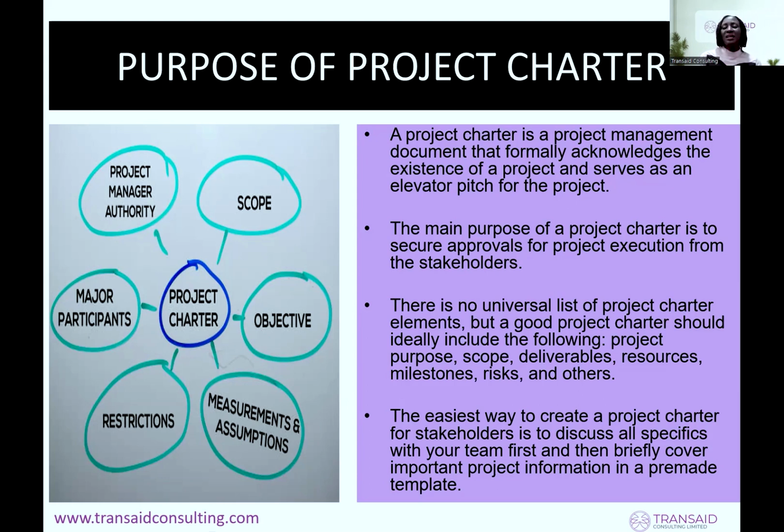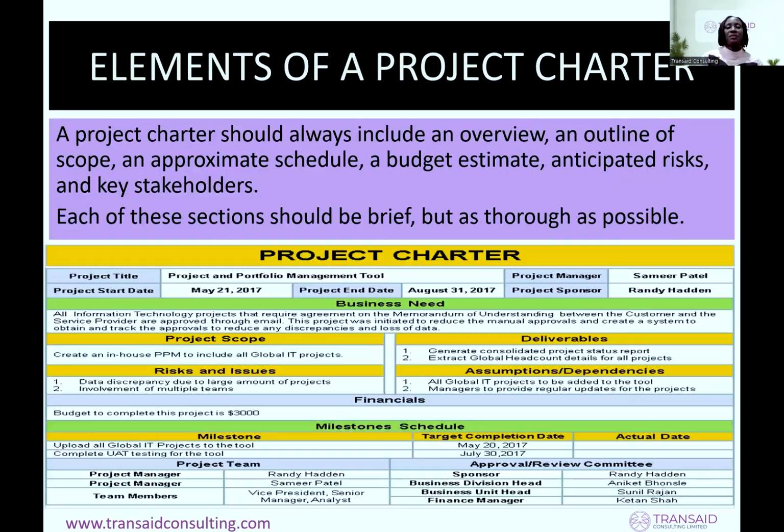So there's no universal list of project charter elements, but a good project charter should ideally include the following: the purpose, the scope, the deliverables, resources, milestones, the risks, and other key elements. The easiest way to create a project charter for stakeholders is to discuss all specifics with your team first. You have a project team, and they are also part of your stakeholders, and then briefly cover important project information in a pre-made template. Then you can make adjustments here and there.